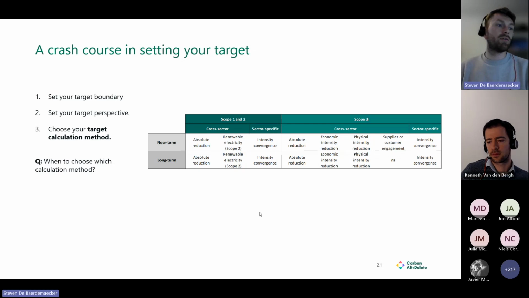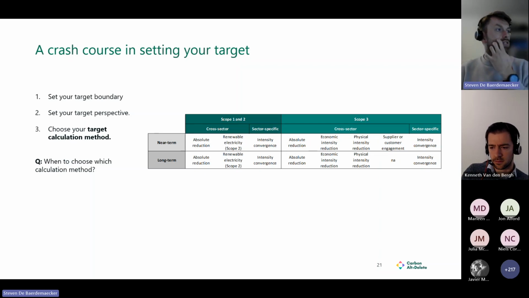That really also depends on your specific sector and whether you can comply, or whether that intensity convergence is really in line with what is feasible for your business. So in general, to summarize the target calculation methods, there are a lot of possibilities, but it needs a good understanding of which to address for which scope and for which company.